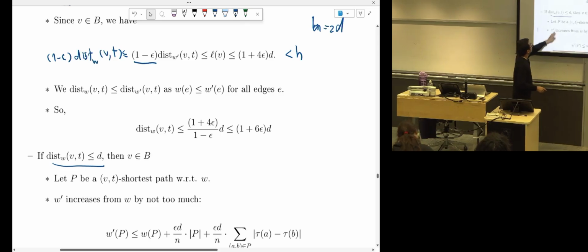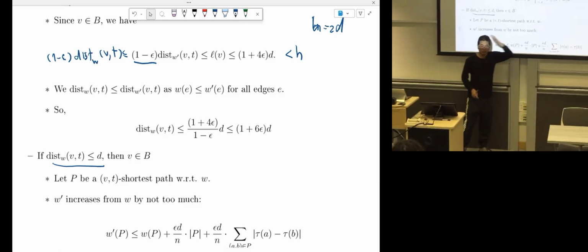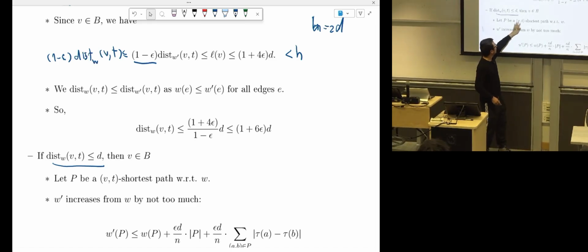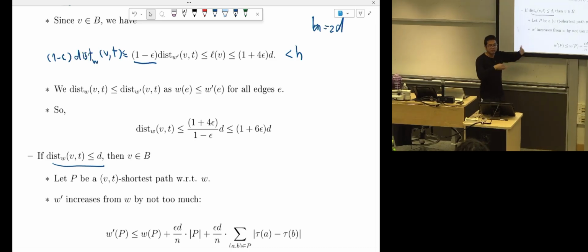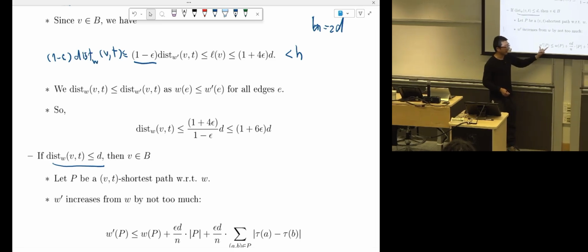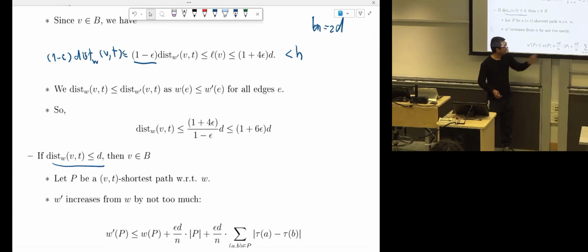So let's consider the path P, which is the shortest path from B to T with respect to W, with the real, original weight. And now let's see how much W prime increased the weight of this path P. Look at the path P, look at the weight W prime. Well, it will increase the weight of W. But by how much? By this much.